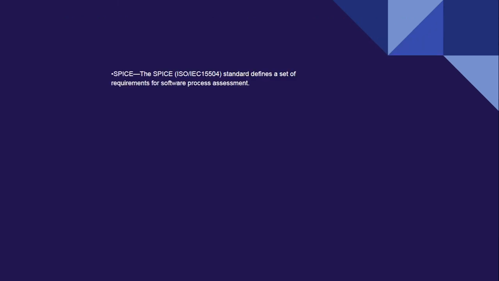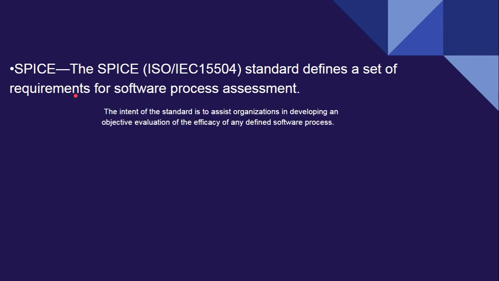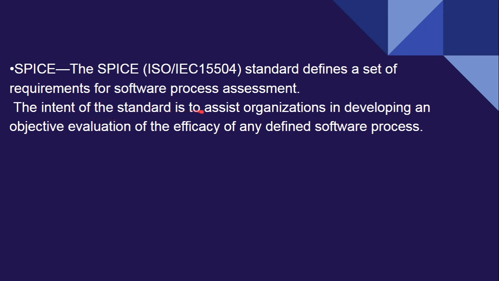Okay, and then another standard is SPICE. It's a standard that defines a set of requirements for software process assessment. So they have a set of standard definitions for the requirements on how to really assess the software process. The intent of the standard is to assess the organization in developing an objective evaluation of the efficacy of any defined software process. So these standards are developed to help the organization develop the processes to the required quality, and that is their objective evaluation to get efficient software.